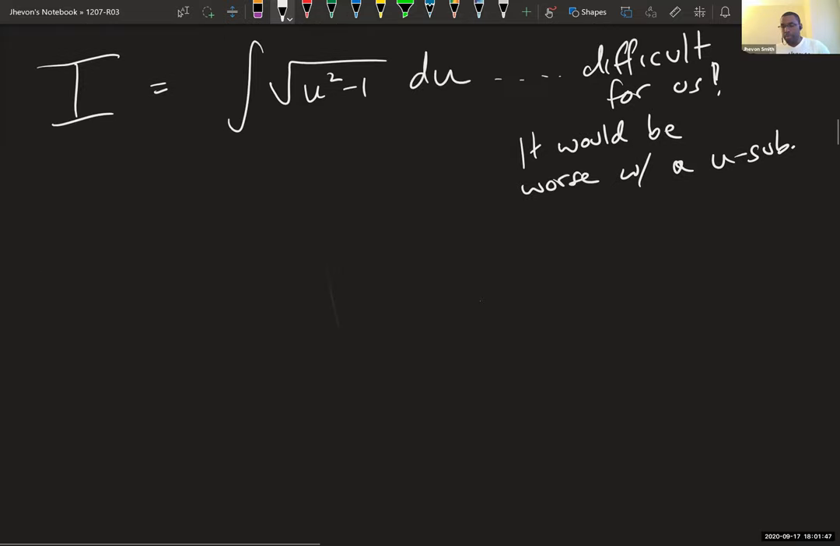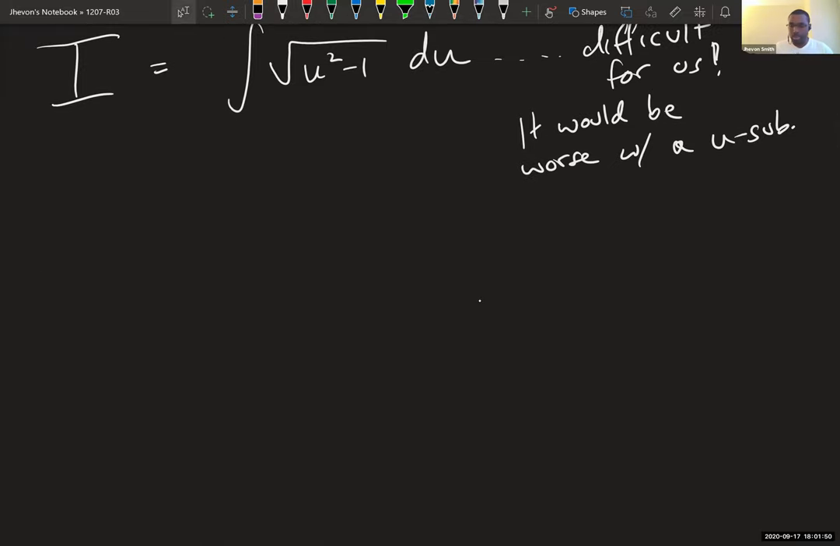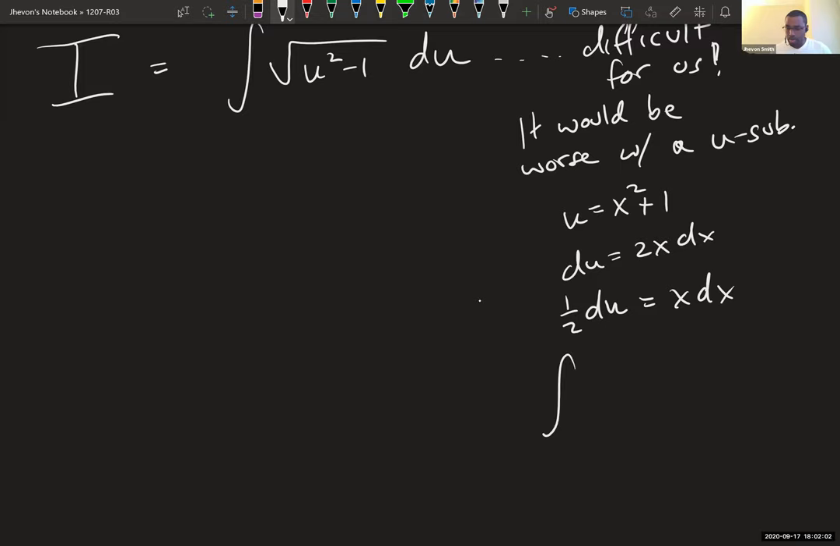It would be worse with a regular u substitution. So you might be thinking here, Jhevon, maybe you're just getting too fancy. What if we just did the regular u equals x squared plus 1? Your du would be 2x dx. You have 1 half du is equal to x dx. You'd realize that you would still end up with something like the square root.